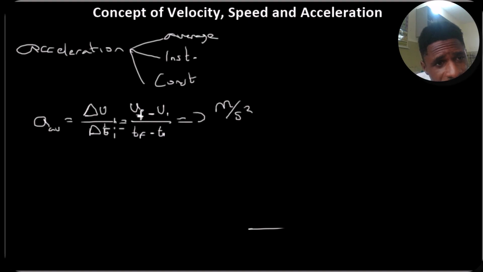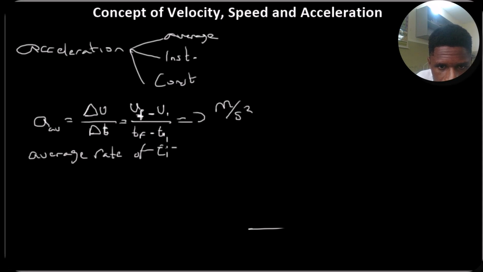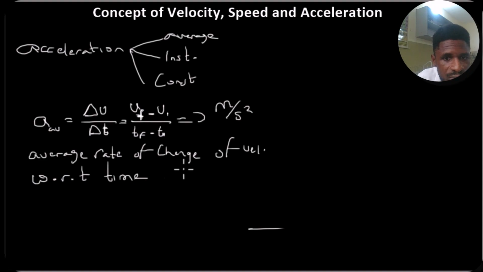Now, average acceleration. What is its implication, or how do we define it? We simply define average acceleration as the average rate of change of velocity with respect to time. So the average rate of change of velocity with respect to time. And this is the first implication we can get or analyze from our formula. Remember we said delta over delta would always mean the rate of change, the average rate of change.